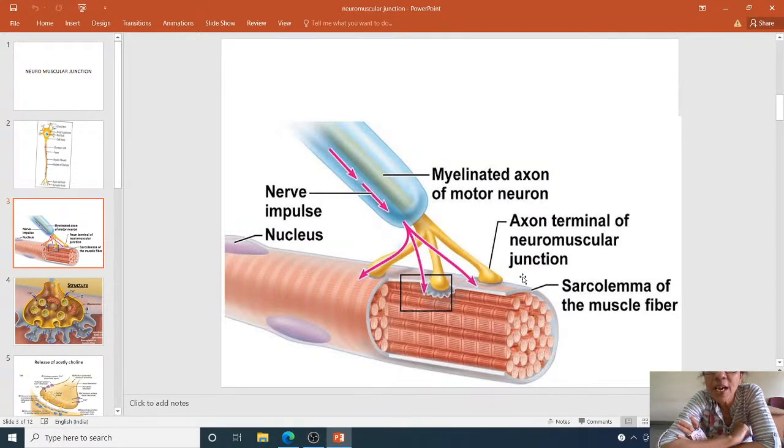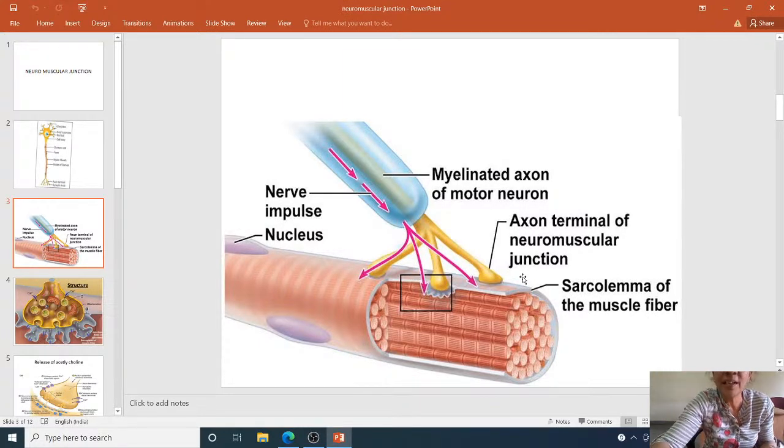This motor end plate is where all the action takes place. Each motor end plate will have one nerve fiber, and this junction is present at the center of the muscle fiber. So these terminal buttons make contact with the cytoplasm of the muscle. That you should remember, and that is called the motor end plate. This is where the whole of the action is taking place.